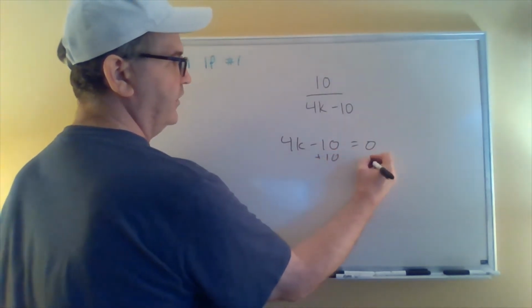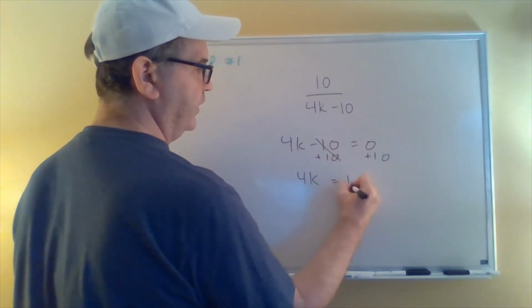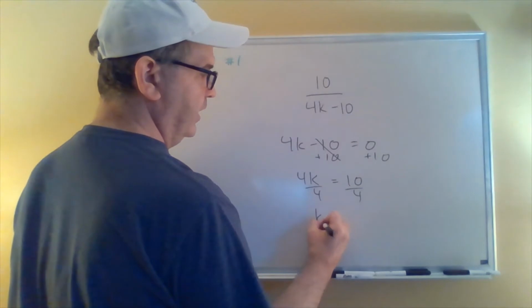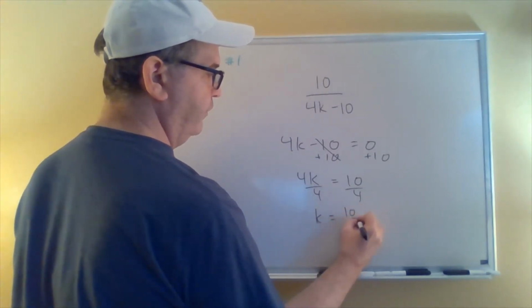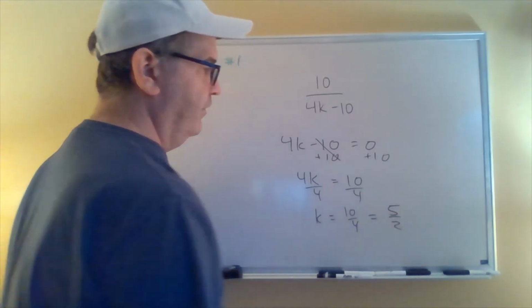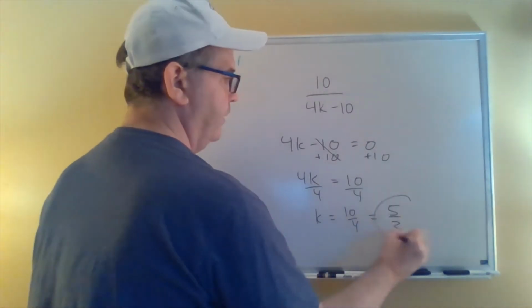We add a 10 to each side. We'll get 4k, these cancel out, equals 10. And then we're going to divide each side by 4, and we get k equals 10 fourths, or we can simplify that down to k equals 5 halves. So in this case, our excluded value is 5 halves.